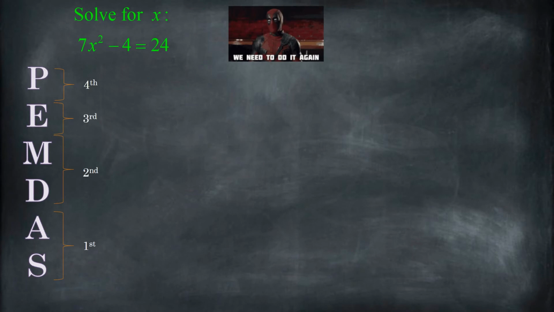So let's say we're going to solve this one. 7x squared minus 4 is 24. Yeah, let's do it, shall we? So on this one, your very first step is you're going to be adding 4 to both sides because it's not inside parentheses like it was in the last one, right? And you get 7x squared equals 28.